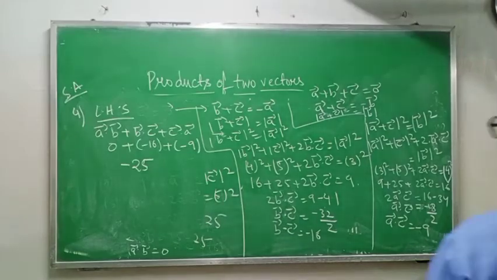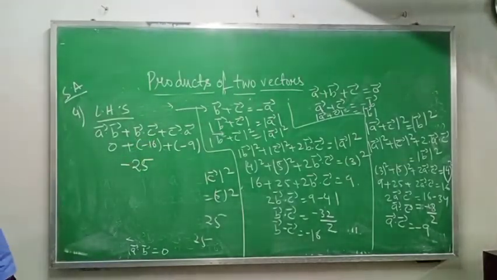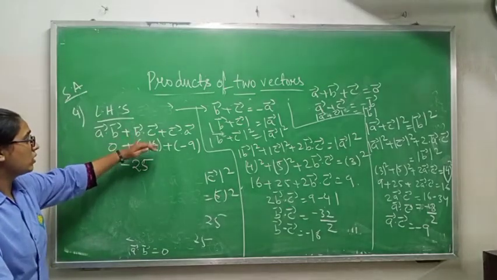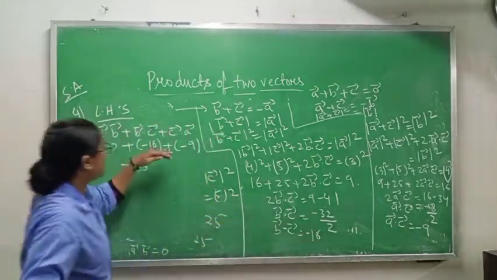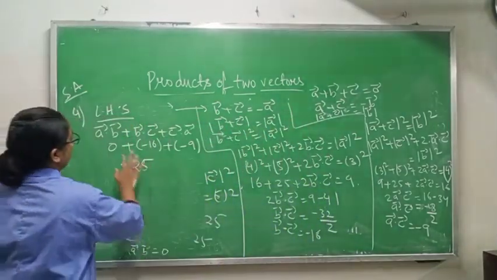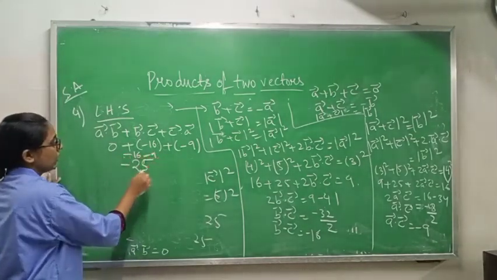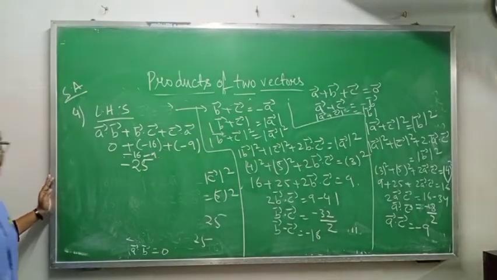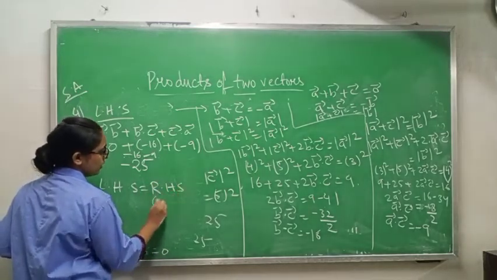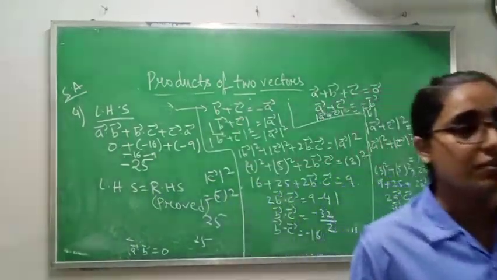So in the LHS it is given a vector dot b vector plus b vector dot c vector plus c vector dot a vector. A vector dot b vector value I got 0, so I am writing 0. B vector dot c vector I got minus 16, so I am writing minus 16. And c vector dot a vector I got minus 9, so I am writing minus 9. When you open it, it will come minus 16 minus 9, so 16 plus 9 will give you 25, and we have to put the minus sign. So what you will write, LHS equals RHS, proved, because we have to prove that it is coming minus 25.